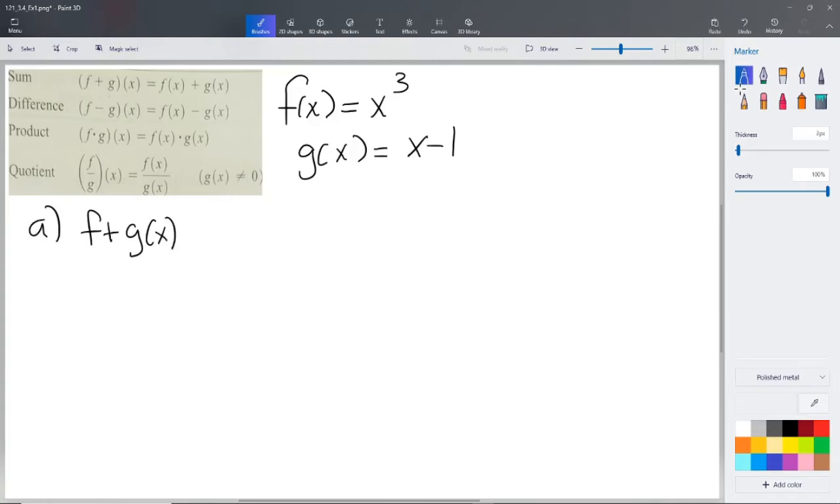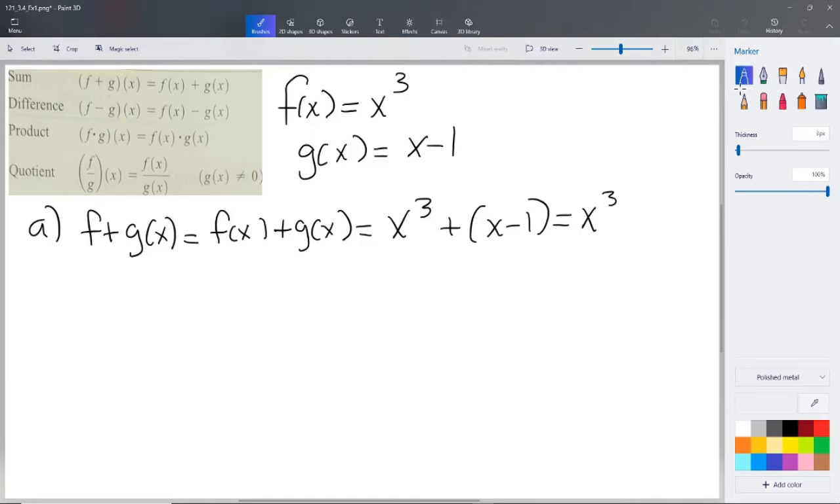And remember, the way we're going to interpret that is f of x plus g of x. Because our f of x is x cubed, that means we have x cubed plus our g of x, which I'm going to put in parentheses to keep it straight, is x minus 1. Then I ask myself, is there any meaningful way I can combine these other than losing the parentheses? And the answer is no. There are no like terms to combine. So our answer is simply x cubed plus x minus 1.